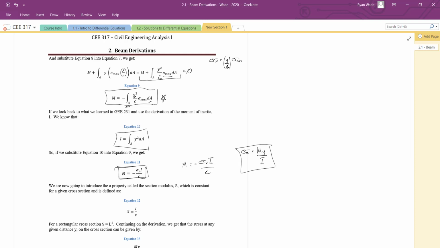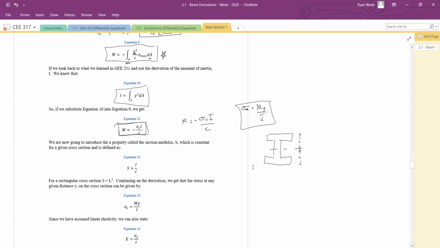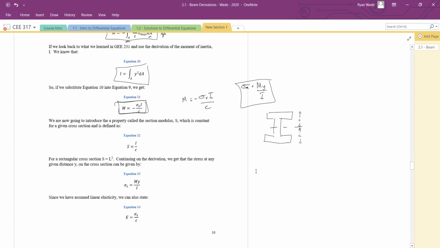I'm going to introduce another property called the section modulus. It's constant for any given cross-section because it's just the value of I, which is constant for any given cross-section, right? So we have I of the beam over the c value, which in this case we've defined as the maximum distance from the neutral axis to the extreme top or bottom fiber. So that's going to be constant for any given cross-section. And I'm going to introduce that.